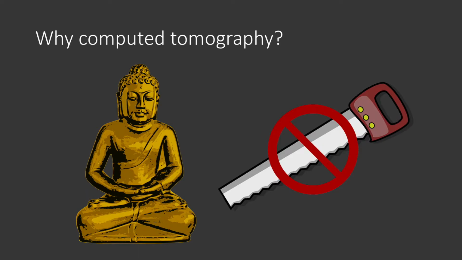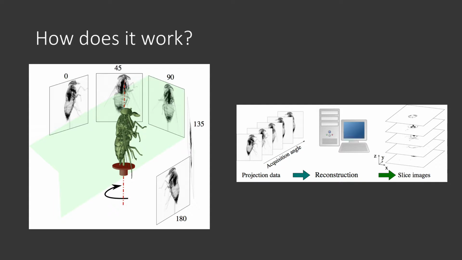The real world is three-dimensional and many questions can only be answered by looking inside an object. Cutting is usually not allowed as it would damage the object. For example, this statue, I don't think they would appreciate if we cut it into two pieces. Computed tomography is a method to obtain three-dimensional images of the object and allows you to cut it into pieces in the computer.